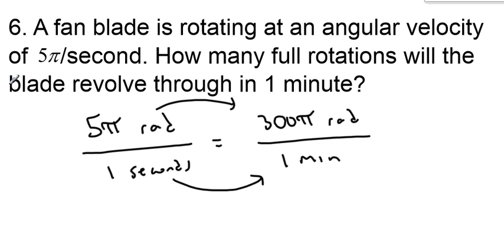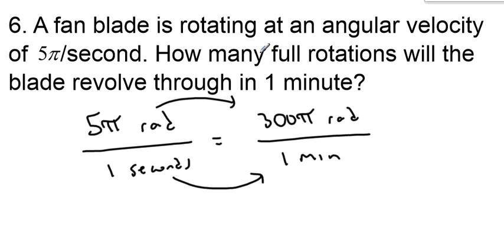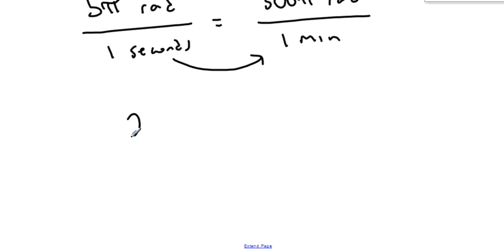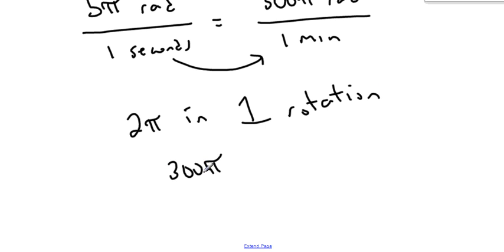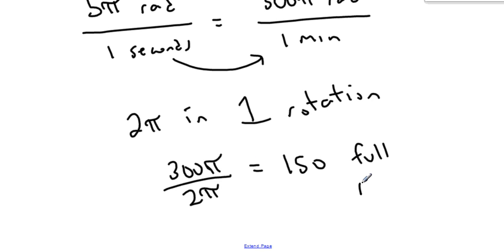So how many full rotations are there in 300 pi? We know that there's 2 pi in 1 rotation. So if I take 300 pi and divide by 2 pi for 1 circle, it'll tell me how many full rotations I have. And in this case, obviously, 150 full rotations in 1 minute.